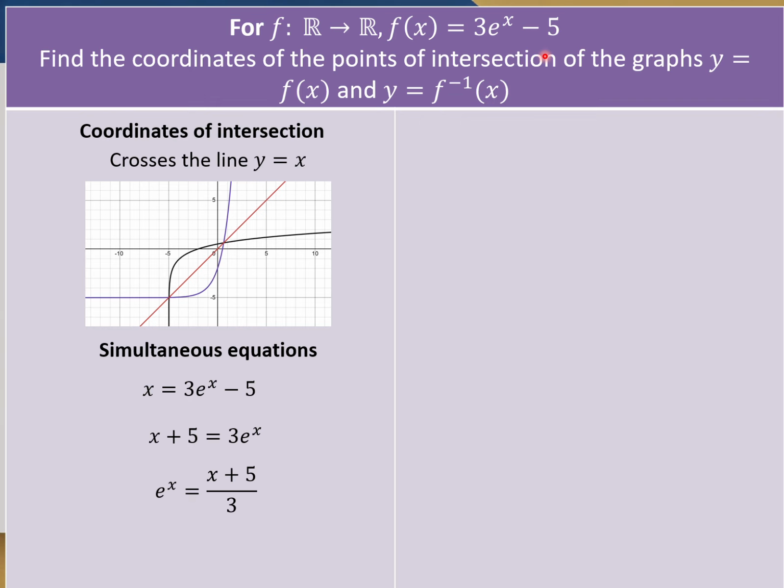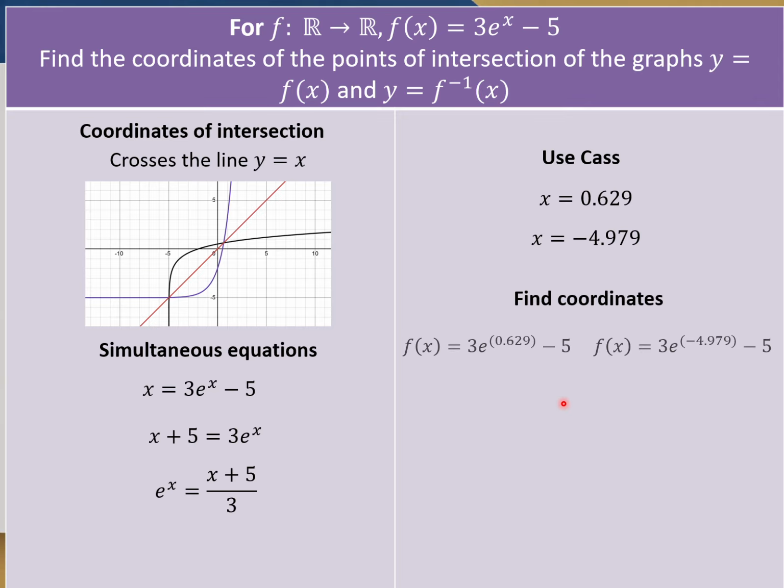Now, we can't go any further than this without using the ClassPad. So all I'm going to get you to do is type this in and solve it on your ClassPad. And you should get two answers. x is equal to 0.629 and x is equal to negative 4.979. Now, at this point, when this is x, that's y, so we can put it straight away into a coordinate. If you want to double check, you can substitute them into the equation and then solve, and you'll get exactly the same. So be mindful of that.